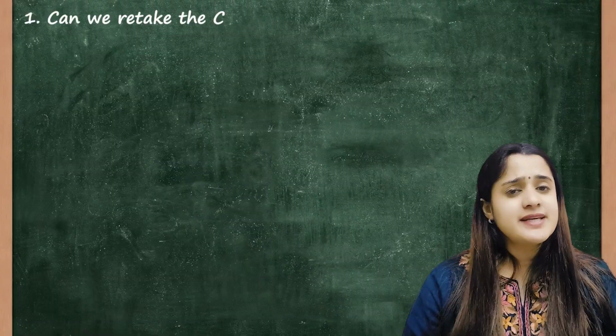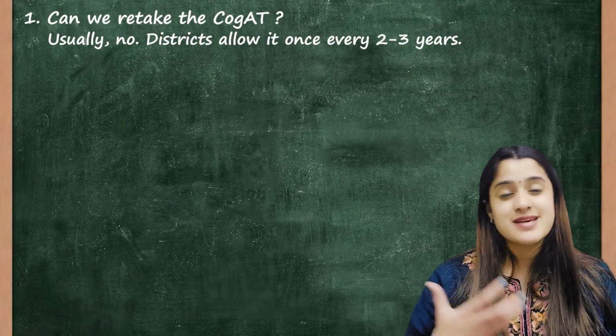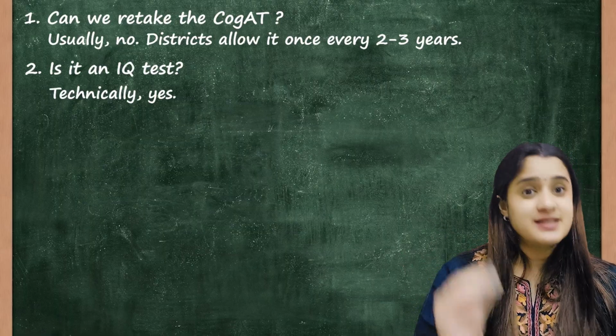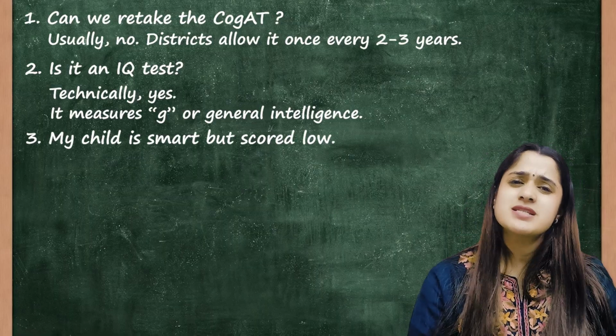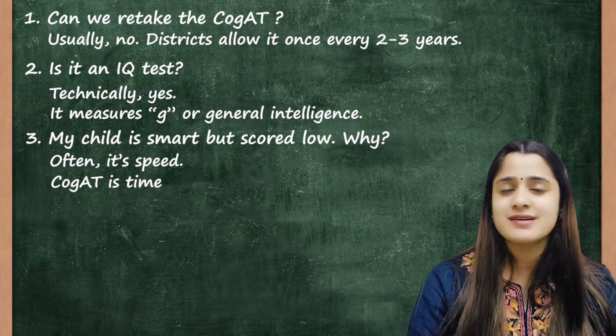1. Can we retake the CogAT? Usually no, we can't, because districts allow it once every 2 to 3 years. 2. Is it an IQ test? Technically, I would say yes, because it measures g, or general intelligence. 3. My child is smart but scored low. Why? Because often it's speed, and CogAT is timed.